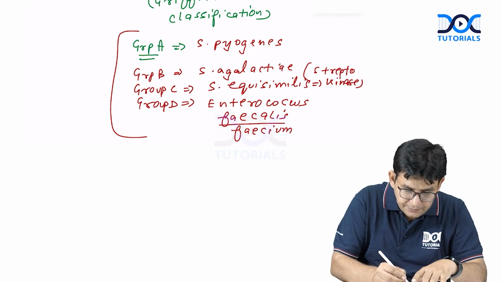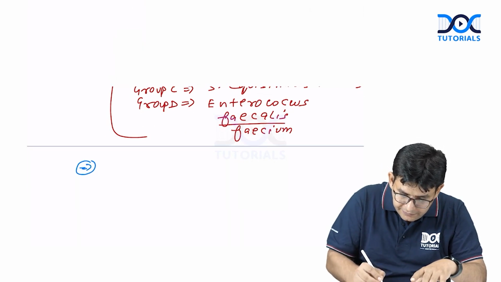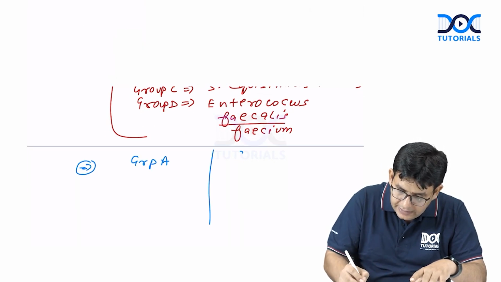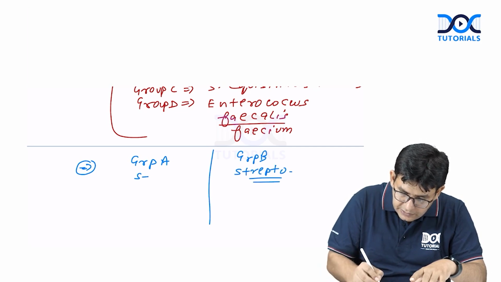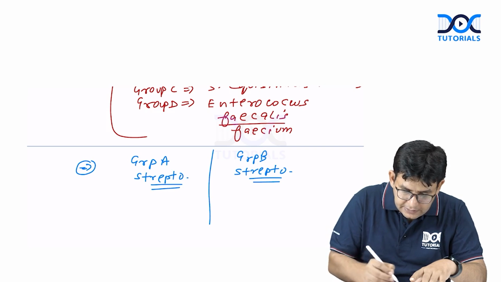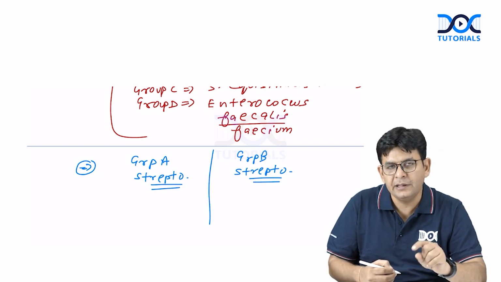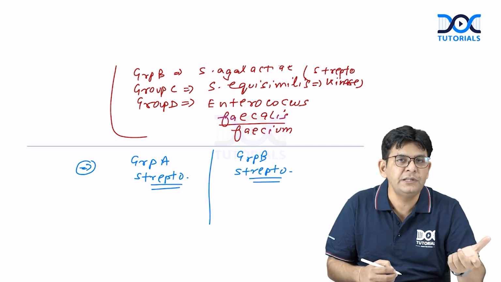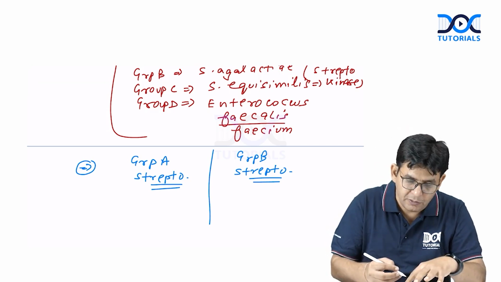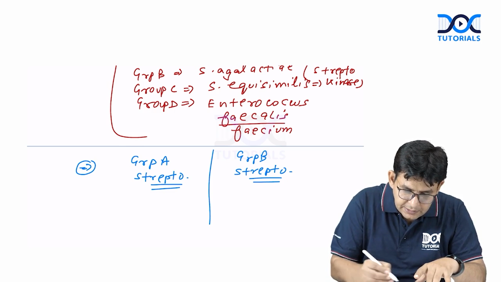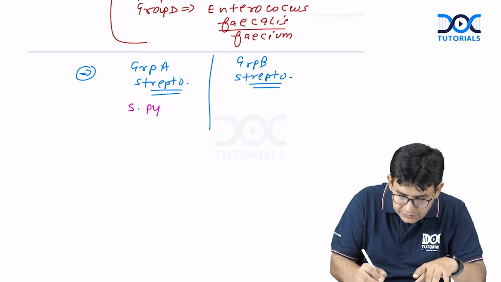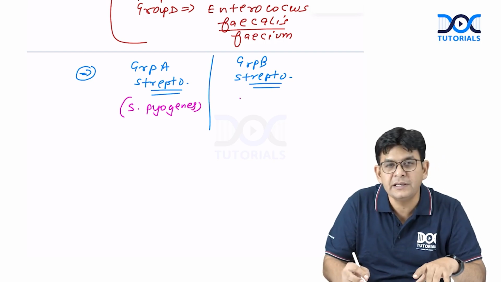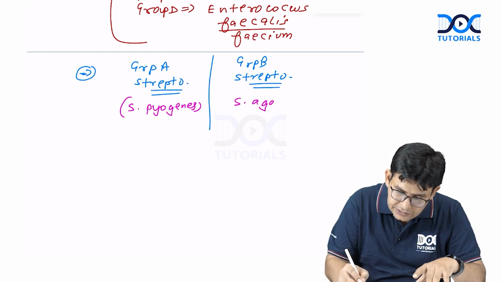After this, let's talk about the difference between group A and group B strepto. For your reference, this important question came in the INICET exam: how to differentiate between group A strepto and group B strepto. Now, without seeing, can you tell me what group A strepto is? Group A strepto is Streptococcus pyogenes. Very good. And group B strepto is what, guys? Streptococcus agalactiae.